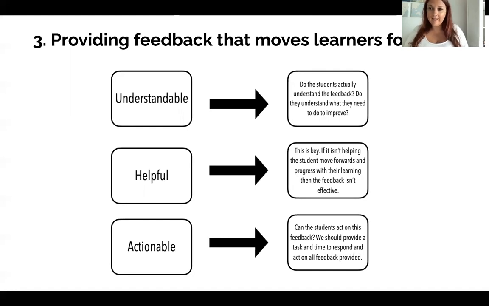First point, again, very important, might seem obvious, but do students actually understand the feedback? Do they understand what they need to do to improve? I remember we had a big focus on literacy and literacy feedback in my school in Wales. I loved that, and over the 6 years I was there, it was incredible. The impact was visible with literacy.